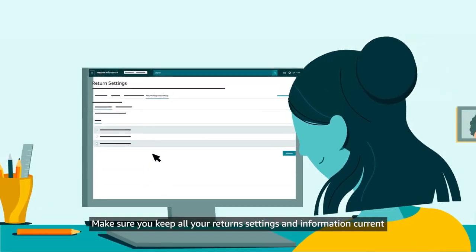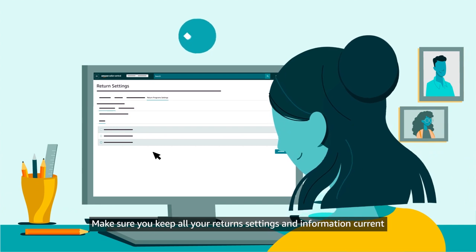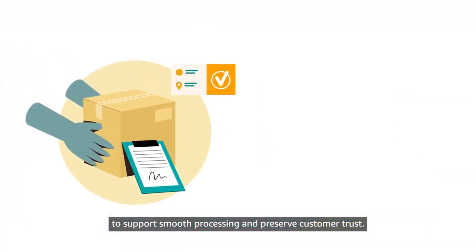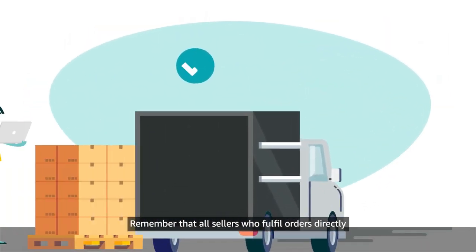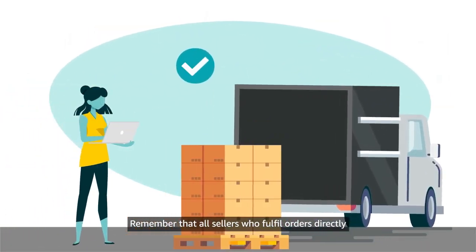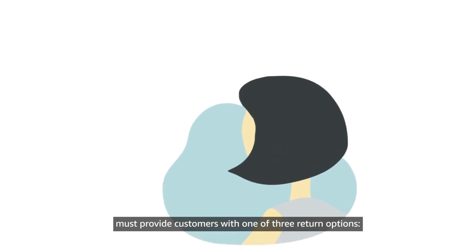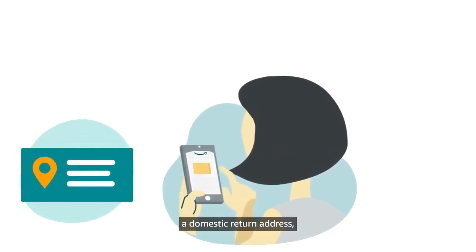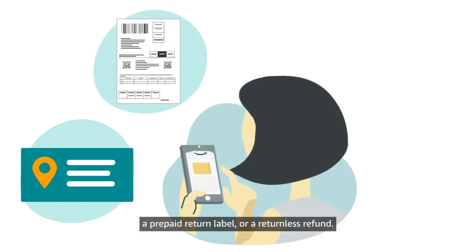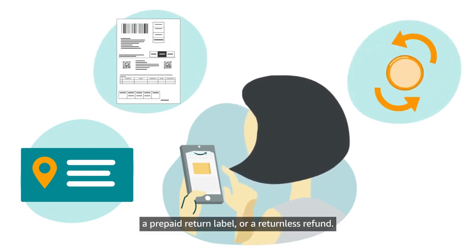Make sure you keep all your returns settings and information current to support smooth processing and preserve customer trust. Remember that all sellers who fulfill orders directly must provide customers with one of three return options: a domestic return address, a prepaid return label, or a return list refund.